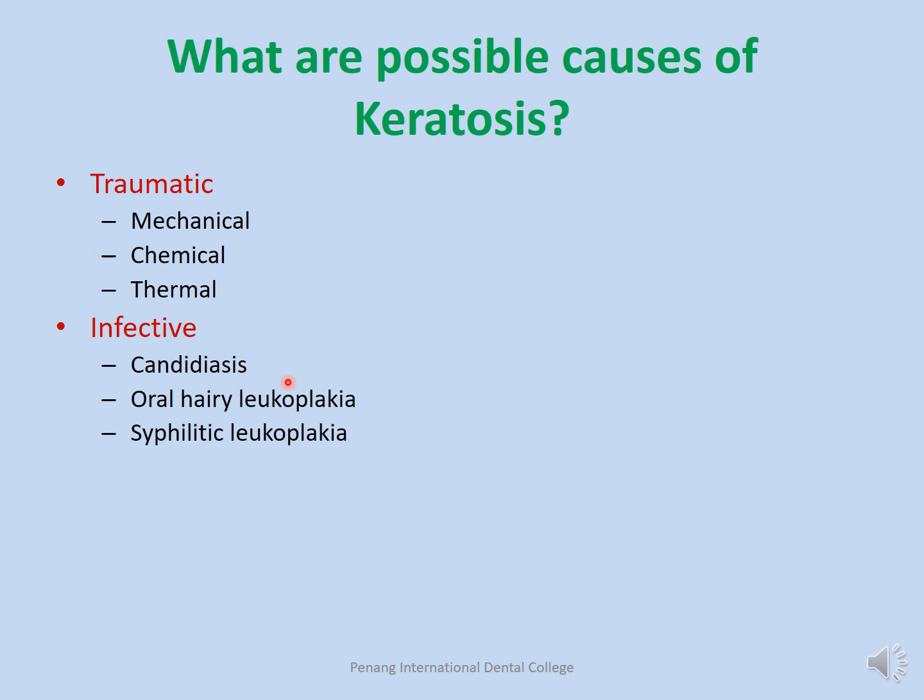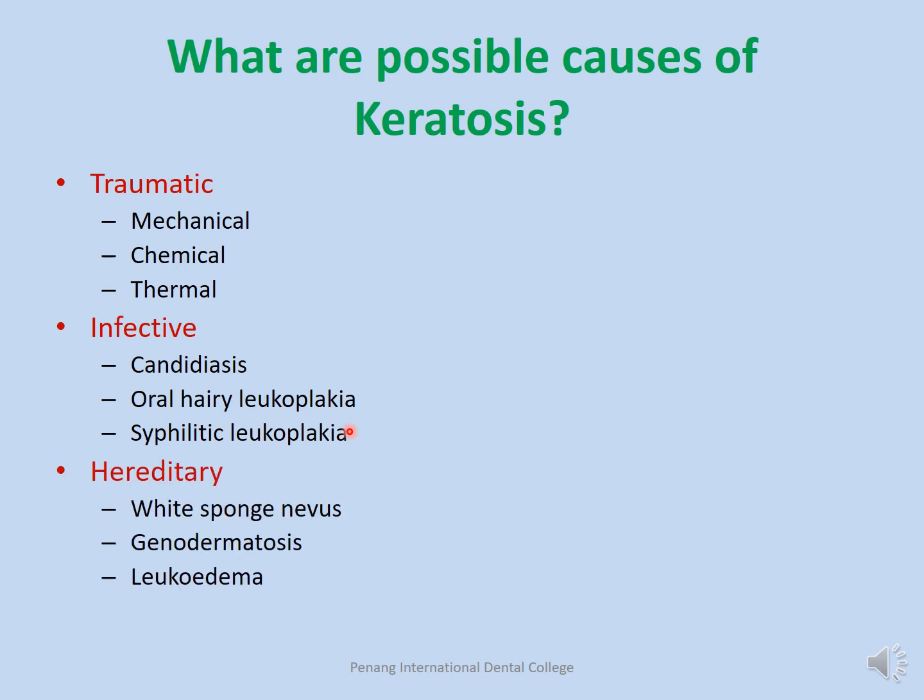Okay, the second cause could be categorized as infective. Under that, you have candidiasis, which is a fungal infection. You have oral hairy leukoplakia, which is caused by Epstein-Barr virus, and you have syphilitic leukoplakia, which is a manifestation of syphilis. Under the hereditary causes, you have white sponge nevus, and a category of disorders collectively called genodermatosis. That means they are genetic disorders which are hereditary and they cause skin as well as oral lesions which appear white.